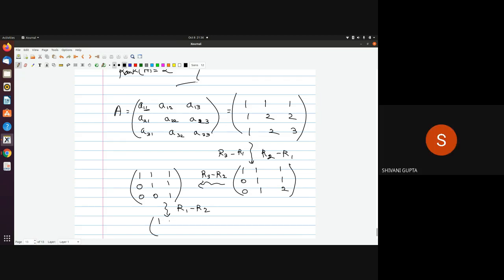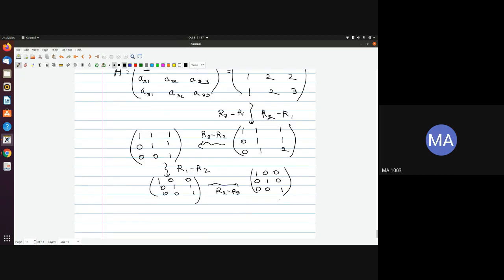What will I get? 1, 0, 0, 0, 1, 0, 0, 0, 1. You don't need that step, but if you want to do it, the identity matrix is what I am getting, right? Yes, sir. Now, what is the nullity? What is the rank of this matrix? 3. So what is the nullity? 0.